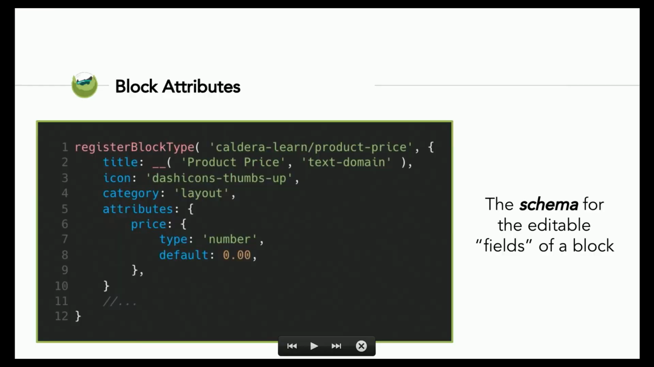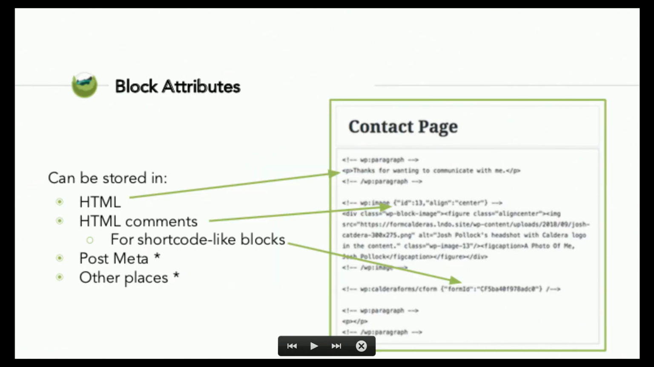Block attributes. These are the schema for the fields of the block, what's editable. I'm building a product price pseudocode here, right? Some editor for the price of a product. And this would have an attribute called price. And we'd say that's a number, and it defaults to 0.00. So you can say it's a string, it's an array, these sorts of things. So you have a little bit of type safety here, both on the server side and in the client.